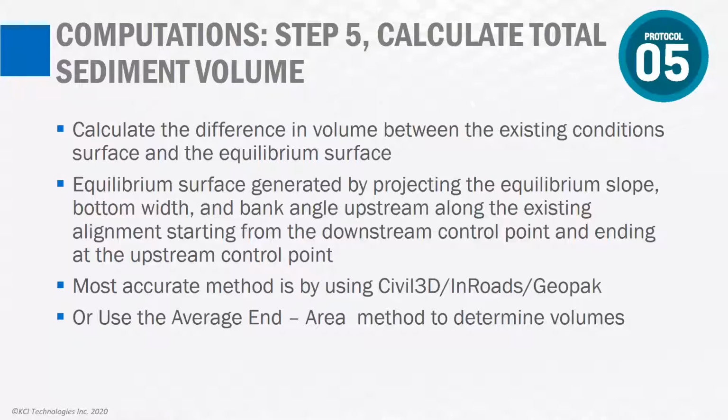An equilibrium surface is generated by projecting the equilibrium slope, bottom width, and bank angle upstream along the existing alignment, starting at the downstream control point and ending at the upstream control point. The most accurate way to determine this volume is by using a 3D program, so Civil 3D or InRoads, but you can use the average end area method to do more of a cross-section analysis to determine volumes.